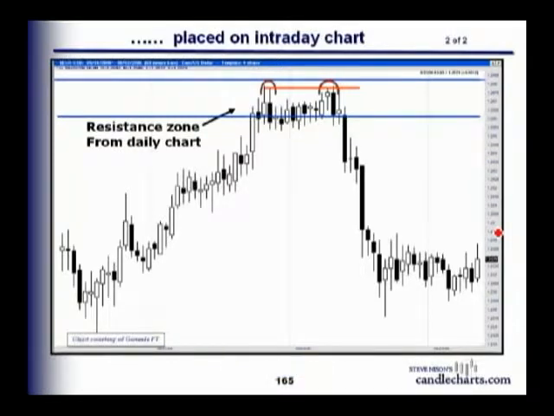And that resistance zone is just based on the daily, and look at the signals we had on the intraday. Now, in spite of these signals, the first semicircle is a bearish engulfing pattern. The second semicircle is what?